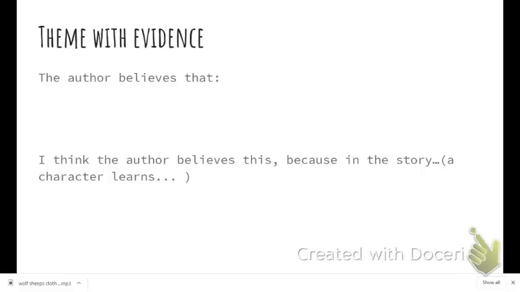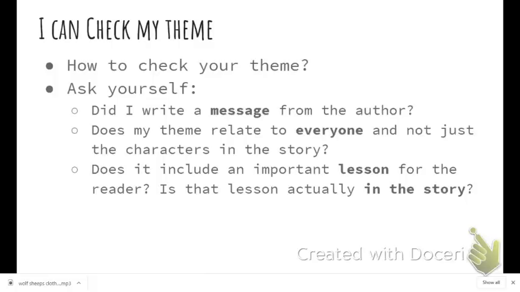Okay, so here's your theme page. You can take a screenshot of this and annotate it if you'd like. The author believes that. Your last step today. I think the author believes this because in the story, you fill in the blank. What happens in the story? What character learns something in the story that makes you think that's the theme? Okay, fill in the blank and then share with your teacher.